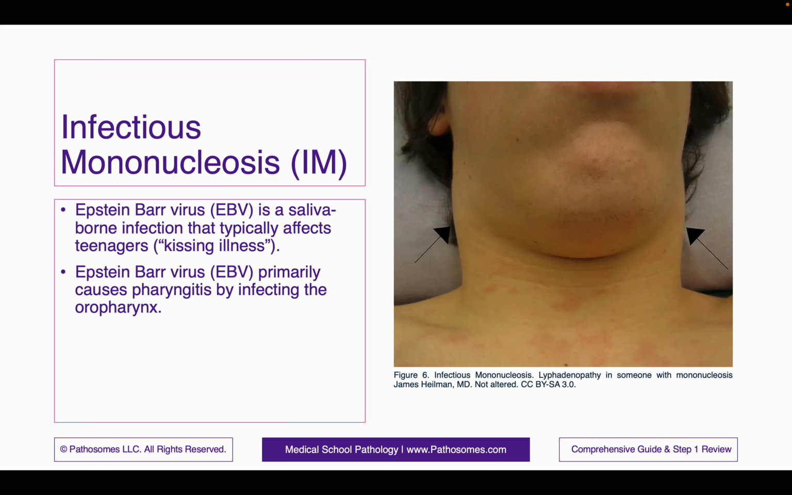Here on the right, we have an image from a patient with infectious mononucleosis. Note the lymphadenopathy. Epstein-Barr virus is a saliva-borne infection that typically affects teenagers. That's why it's known as kissing illness. Epstein-Barr virus primarily causes pharyngitis by infecting the oral pharynx.